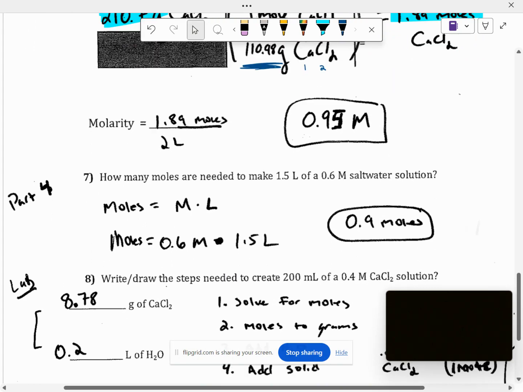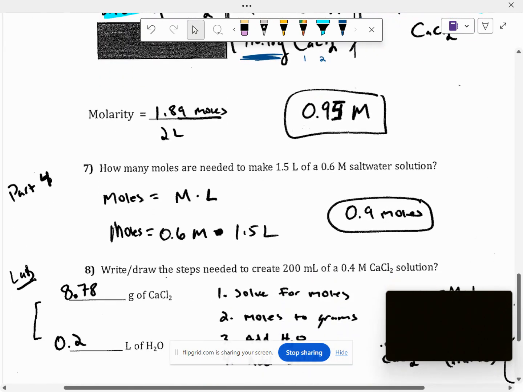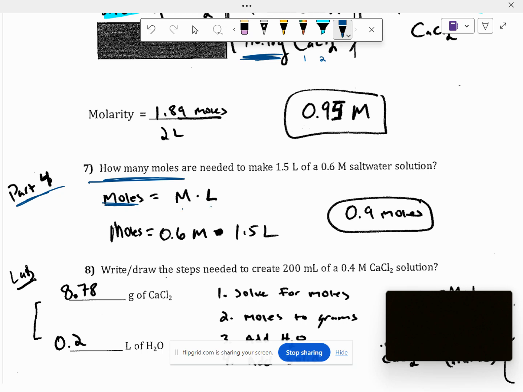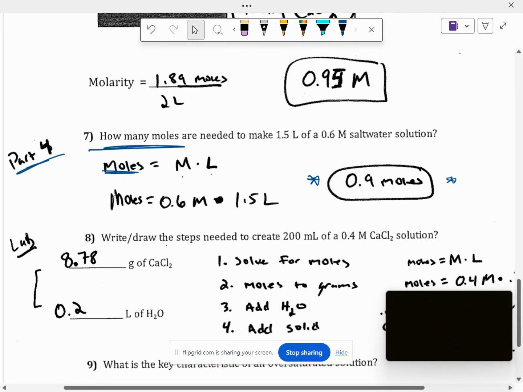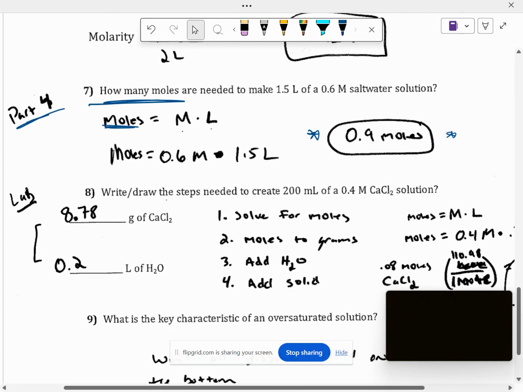Number 7 is rearranging the molarity equation, like part 4. So now we're asking how many moles, so we're solving for moles. If you just do the algebra, it's molarity times liters, and you can plug it in and you get 0.9 moles. Okay. Number 8 is just like the lab.